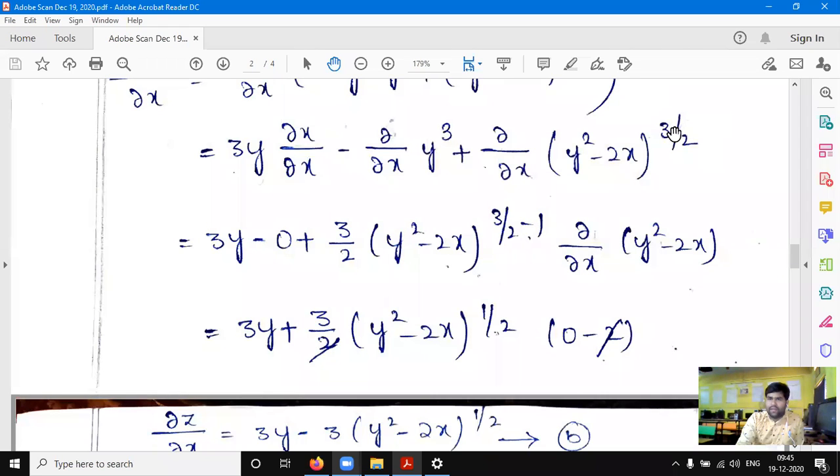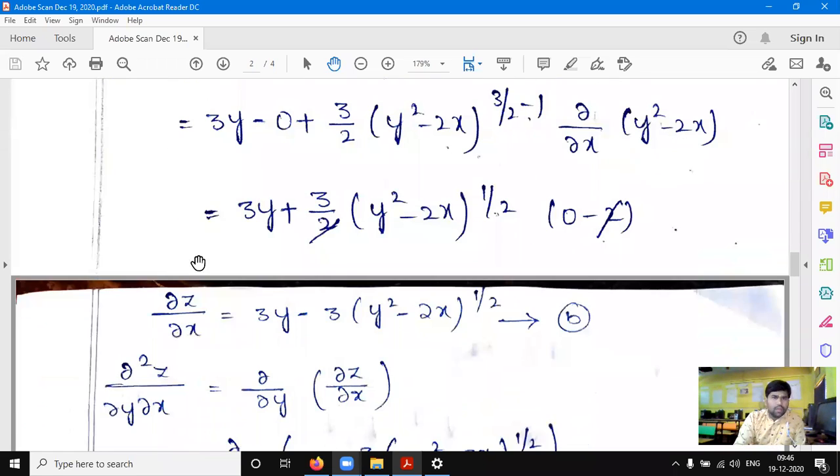So in place of n, we put 3 by 2. Using the formula n times x to the power of n minus 1, we get 3 by 2 into (y square minus 2x) all to the power of 3 by 2 minus 1, into the partial differentiation of this inner term, that is dou by dou x of (y square minus 2x).